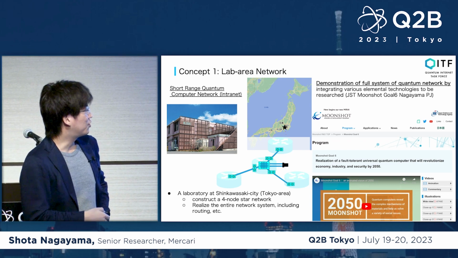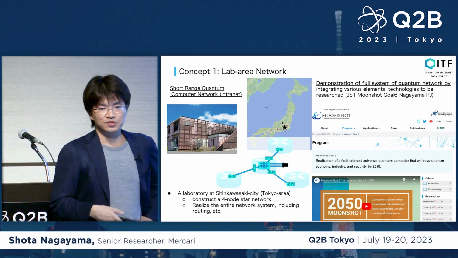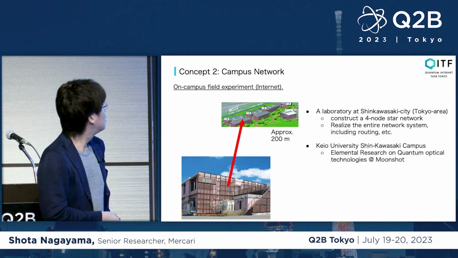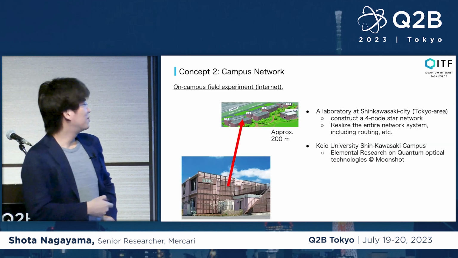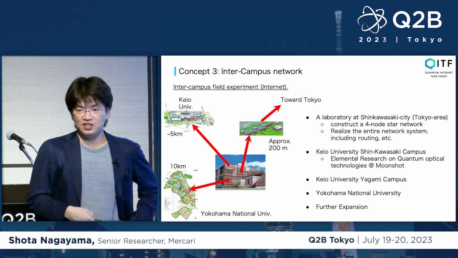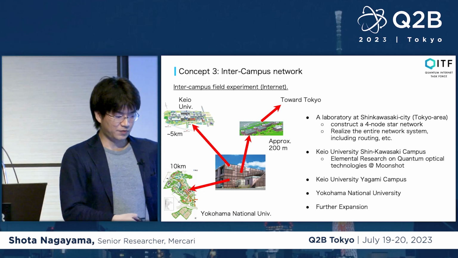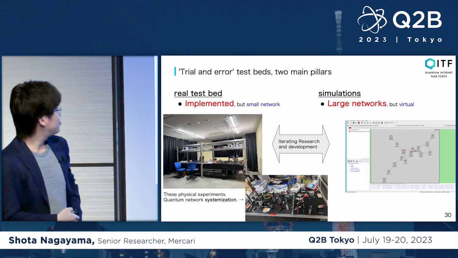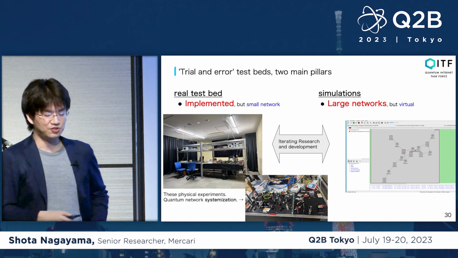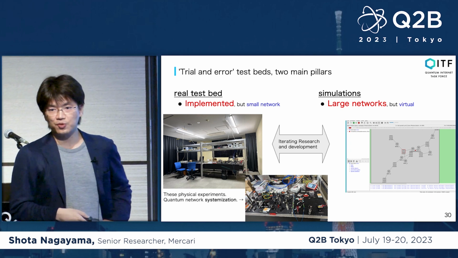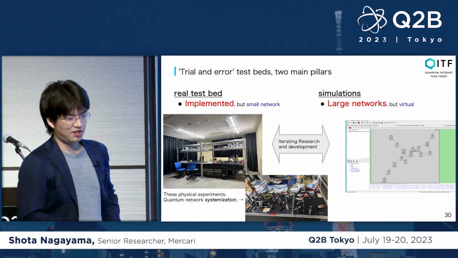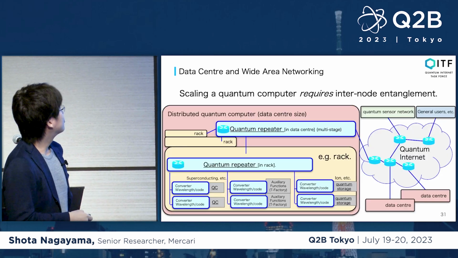And we have the testbed for the lab area network. The distributed computer network is now researched in the Moonshot project, which will be expanded to Keio campus, about 200 kilometers away. And then in the future, other university campuses will be connected as well. With the real testbed, we can establish hardware. However, we need to simulate and understand whether it is really scalable. So these are the two important pillars.